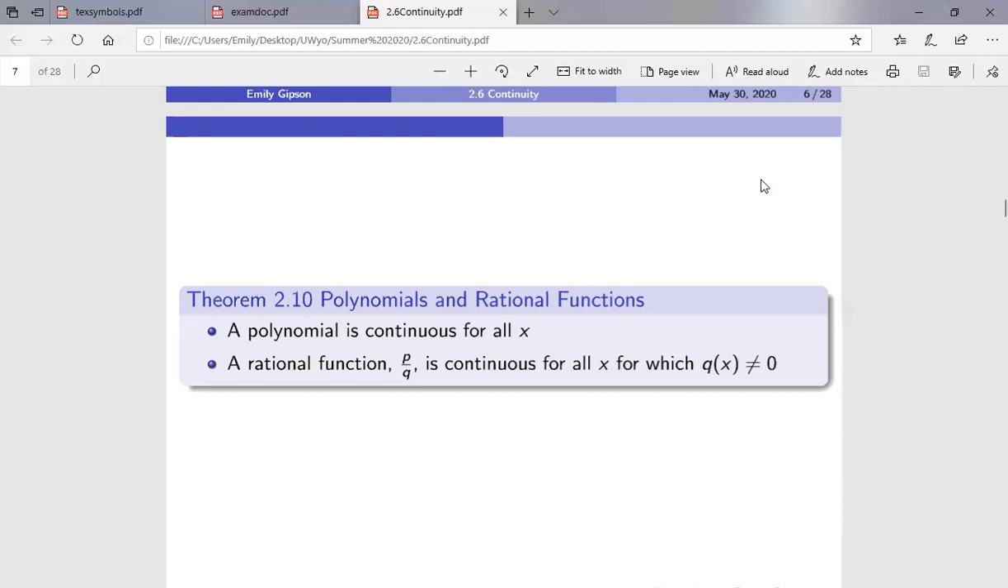Rational functions, that is a polynomial p divided by a polynomial q, are continuous for all x when q of x does not equal 0. So in this case, we might get a few places where our function is not continuous, but we're going to get the majority of our line as continuous.